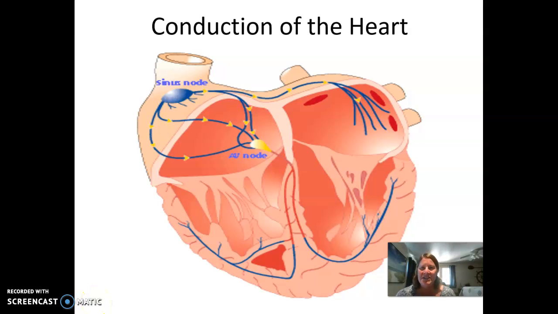Okay, class, we're going to continue talking about the conduction system of the heart. So we've learned about anatomy and physiology of our heart and some of the different structures of the heart, and now we're going to be focusing on that conduction system.